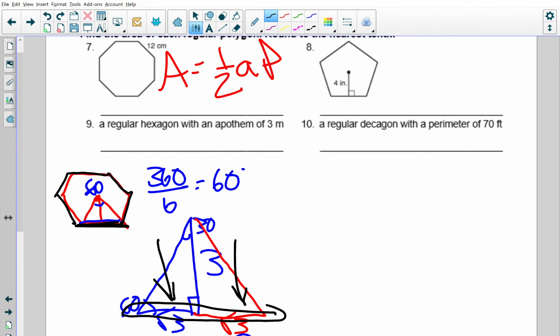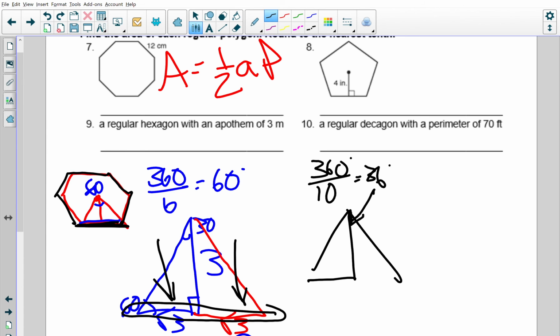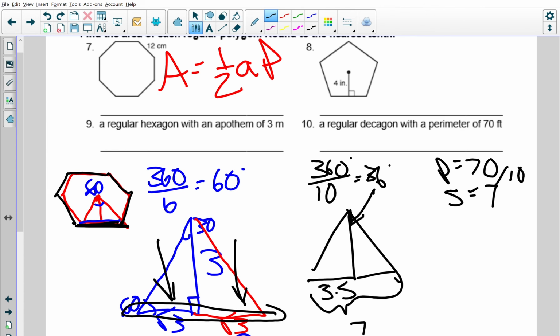Regular decagon. So that's 10 sides, right? So 360 degrees divided by 10 is 36 degree central angle, which is going to get cut in half to 18, right? If the perimeter is 70, then the side length has to be 7 because we divide by 10. Which means if the whole thing is 7, this has to be 3.5.